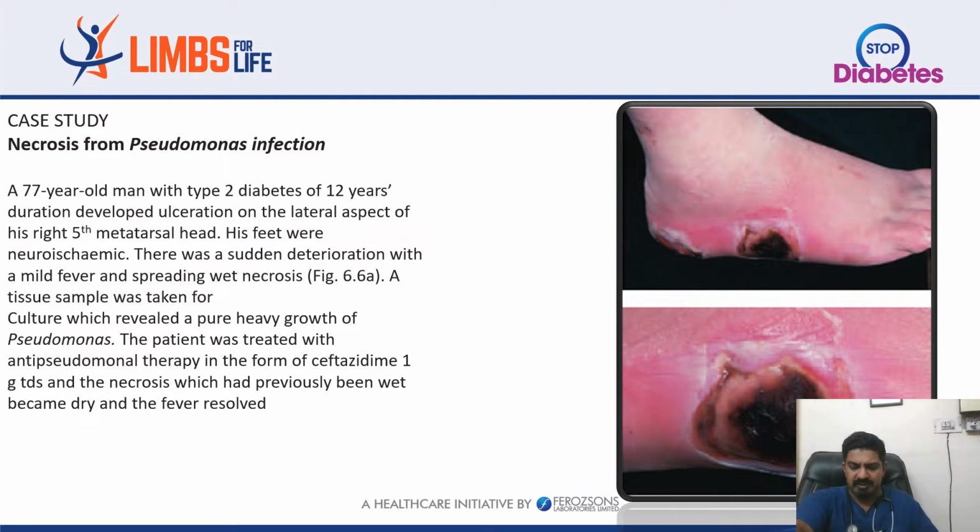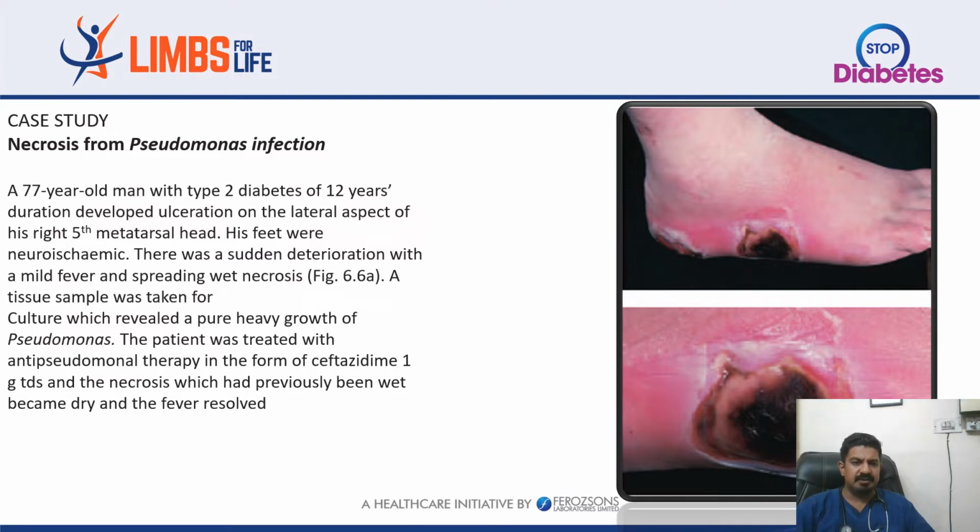So, we're going to discuss a case study of a 77-year-old man with type 2 diabetes who has had the disease for 12 years, and the duration of development of ulceration is prolonged, and his right fifth metatarsal head is involved. His feet were neuroischemic. This means that there was nerve loss as well, neurological loss as well, and then there was a limitation of the blood supply. So you happen to see both the signs of neuropathy and ischemia in this foot.